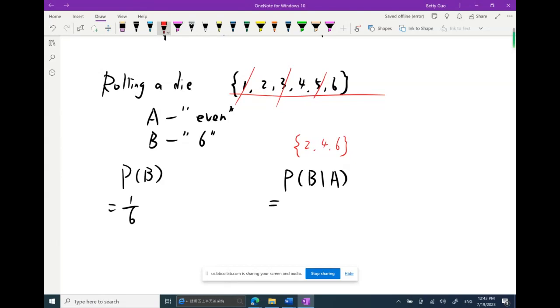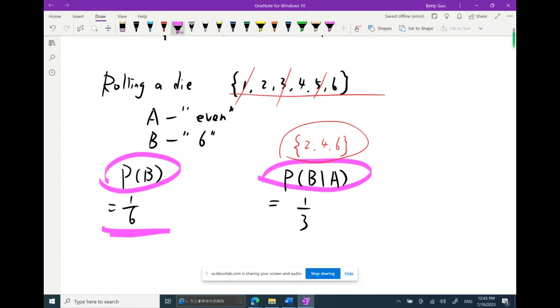Do you see that? So when you attach a condition, normally the sample space will get smaller. So this is a new sample space. In that sample space, the probability you get a number 6, number 6 is one of the 3 outcomes, we got a 1 over 3. So you can see the meaning of those two probabilities are different. The value turns out are different as well.